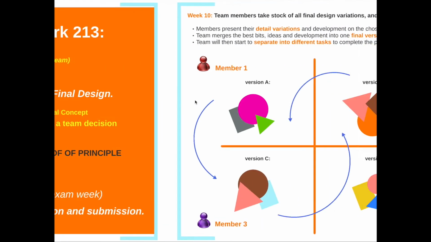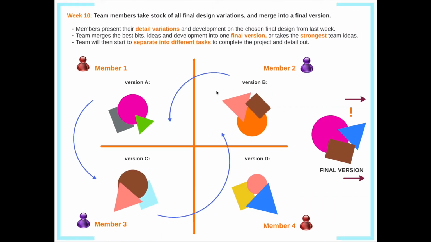And this week you're starting to pull the whole project together and decide what your final design is going to be. So up to this point you would have come in last week and gone off and done variations of your own concepts. Each member in the team would have taken a variation of the final design that you decided on last week, and you've been working on details of that.